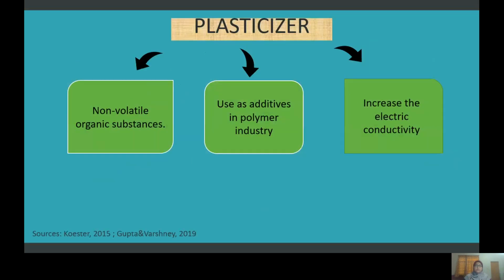Then next is plasticizer. Plasticizer is a non-volatile organic substance. It is used as an additive in the polymer industry. Another function of plasticizer is to increase the electric conductivity.